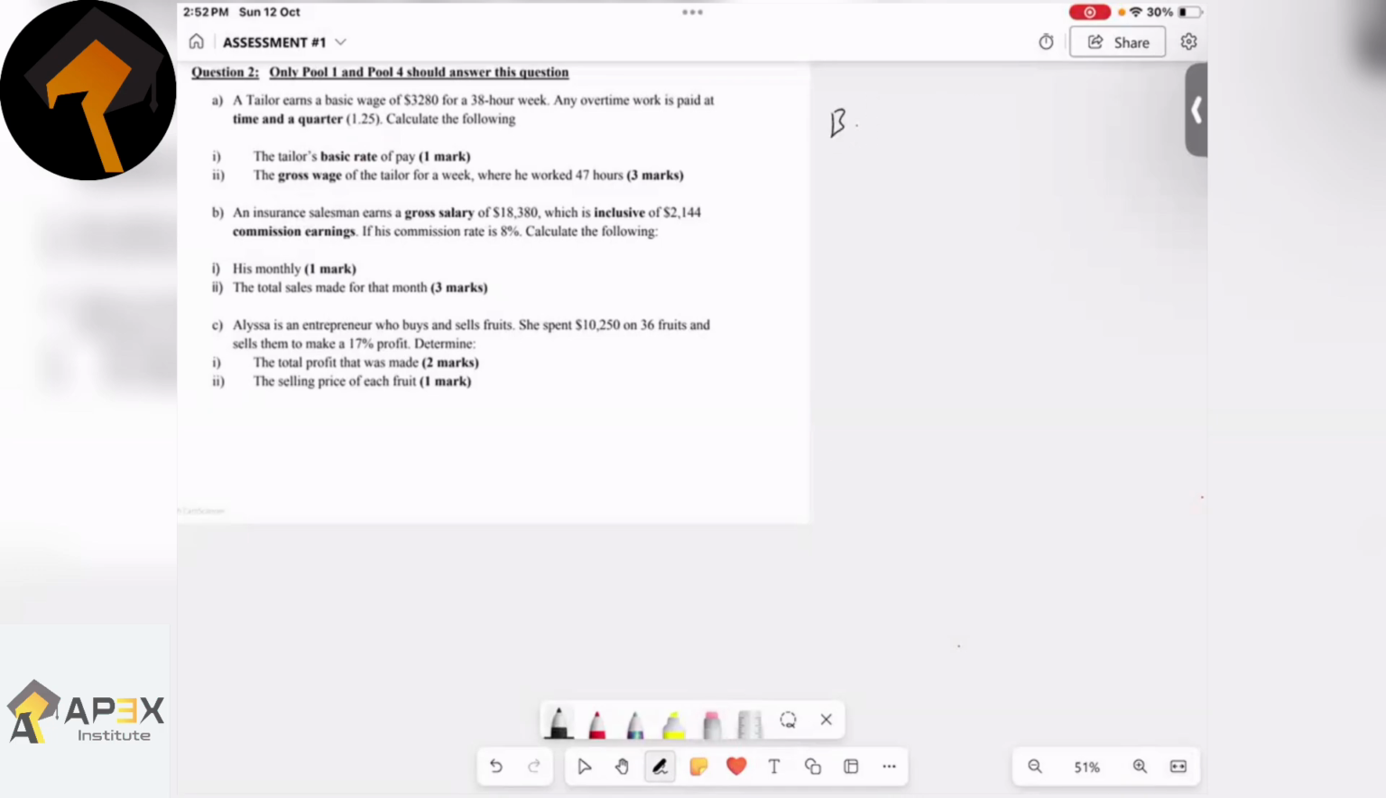So basic rate is related to the amount of money you receive per hour. So it is dollars per hour. All right. You have to remember that, guys. If you cannot remember what basic rate is, then you're going to struggle, as quite a few students did.